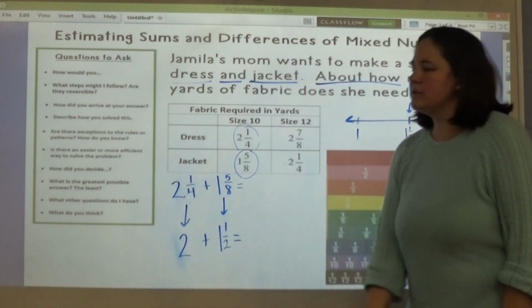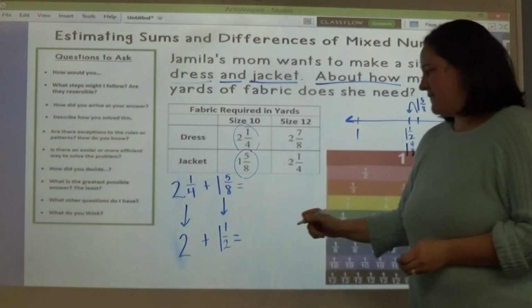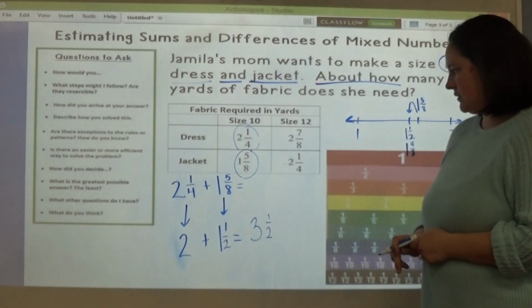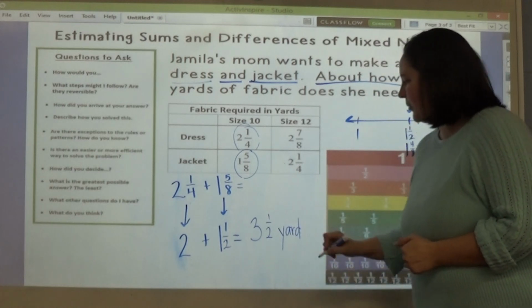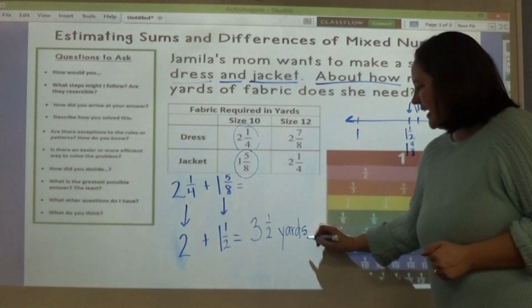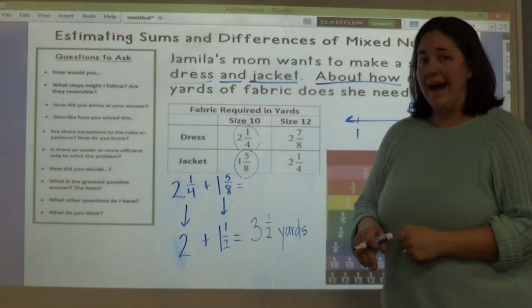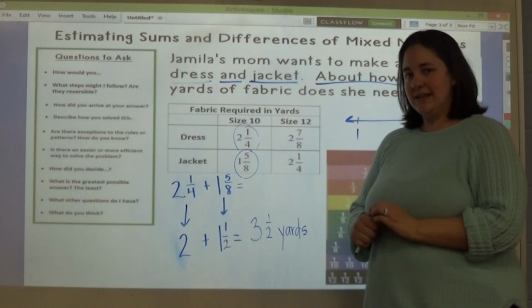You have 2 wholes plus 1 1/2, which gives you 3 1/2. That's 3 wholes and then half a yard. I would put a unit, because it's important to put a unit with our answer. So Jamila's mom is going to need about 3 1/2 yards of the fabric to make the size 10 dress and jacket.